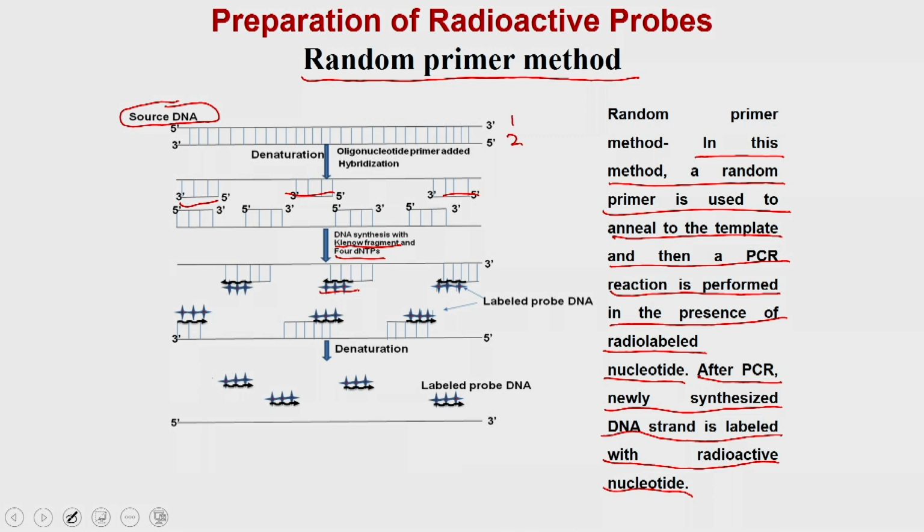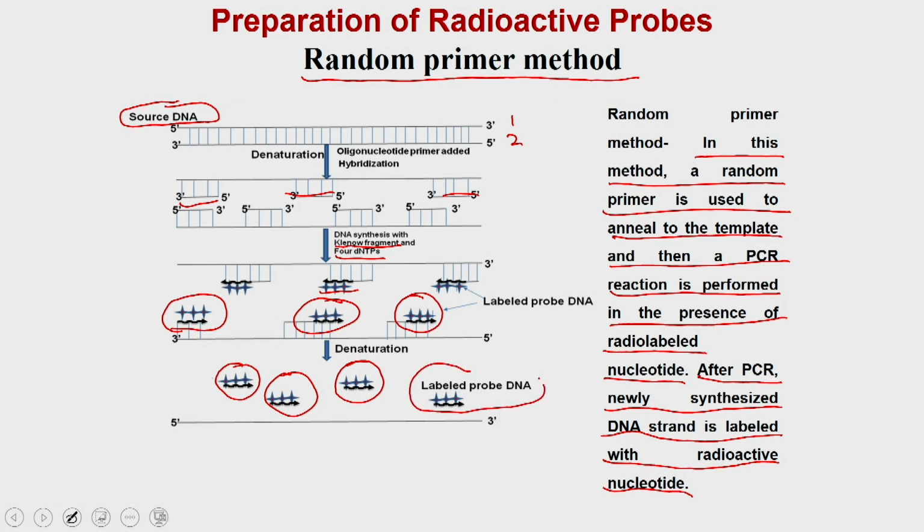Ultimately you can denature the synthesized material, and once you denature, this molecule will come out from the template, and this is going to be your radiolabeled probe, which you can purify from the reaction mixture, and that can be used to screen the genomic or cDNA library using the DNA hybridization approach.